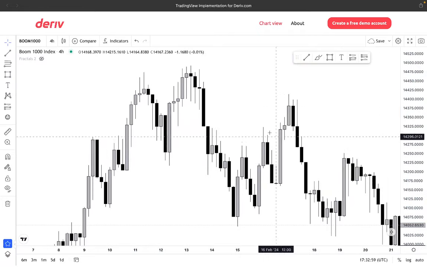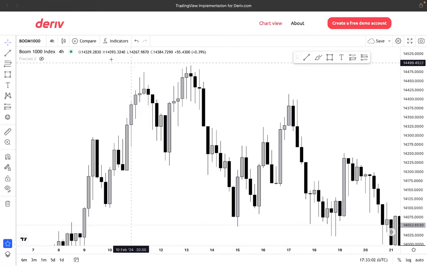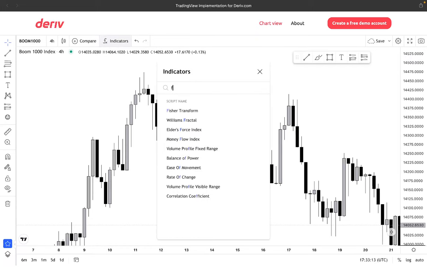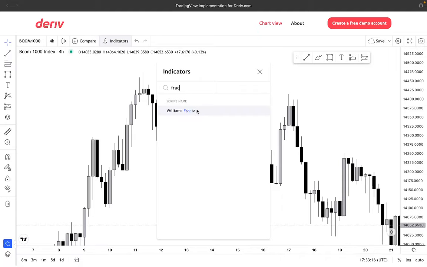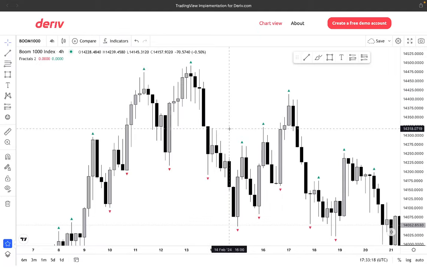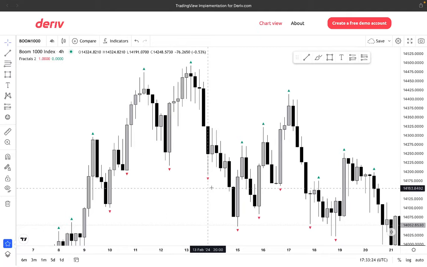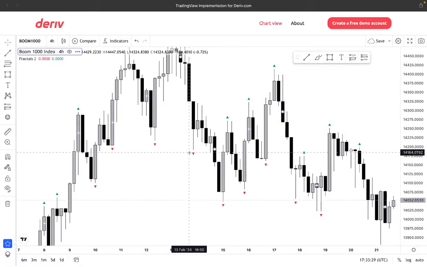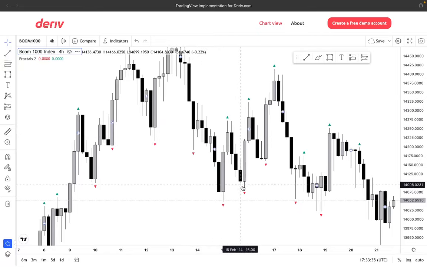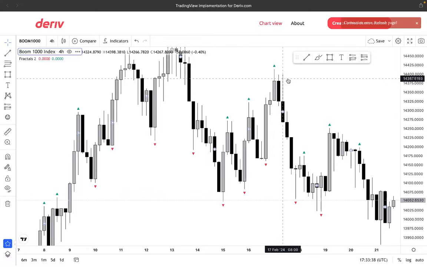If you are struggling to identify the highs and the lows, there's an indicator you can use on the Deriv platform, the Deriv TradingView. You can literally go to indicators and search fractal. It will be Williams Fractal. You put it on. As you can see, high, low, high, low, high. Okay, that's still a valid high. Low was created. There's no fractal high there. Fractal low, fractal high, fractal low, high, low, high.